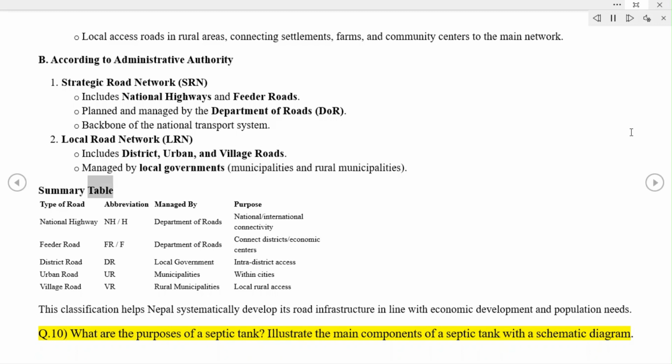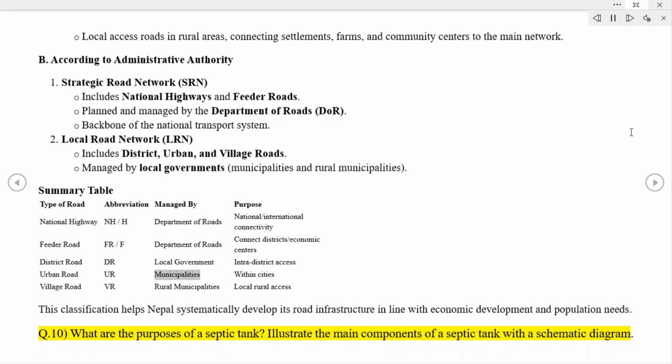Summary table. Type of road, abbreviation, managed by, purpose. National Highway, NH/H, Department of Roads, national/international connectivity. Feeder road, FR/F, Department of Roads, connect districts/economic centers. District road, DR, local government, intradistrict access. Urban road, UR.